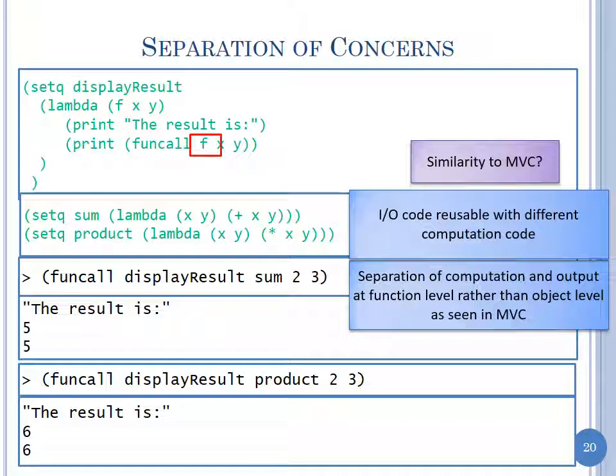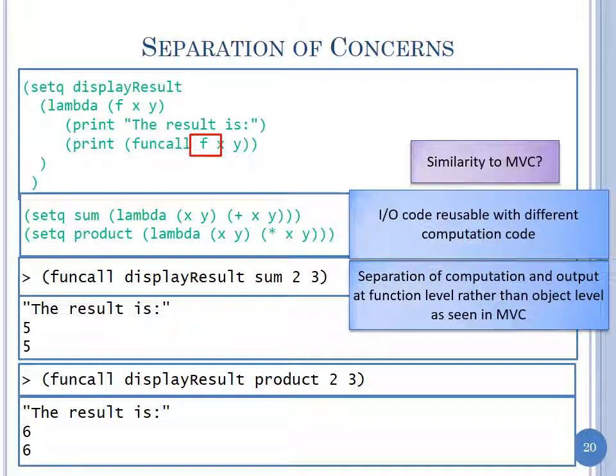Now there are two viewpoints. One says that computation should be one unit, and input and output should be together, one cohesive unit. And the Smalltalk idea says input should be separate, output should be separate, and computation should be separate. So two levels there. So here I'm combining the input and output, and my display result is like the controller too, it's calling the function, plus it's displaying the results. So it's doing both the controller and view job, but it's not doing any computation.